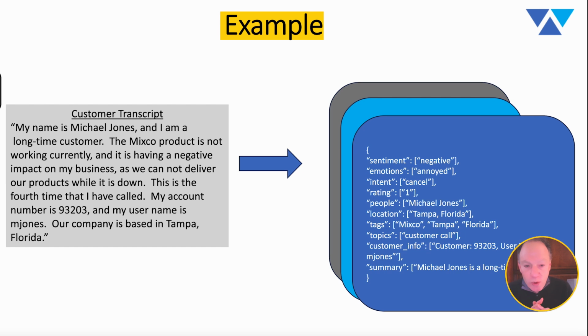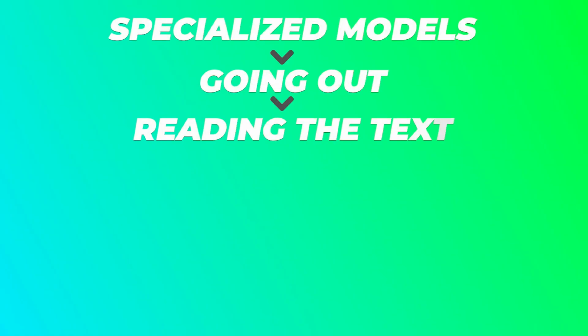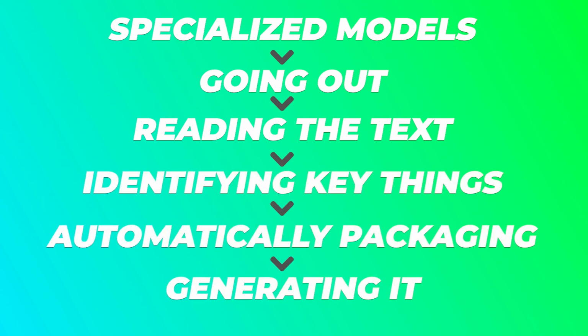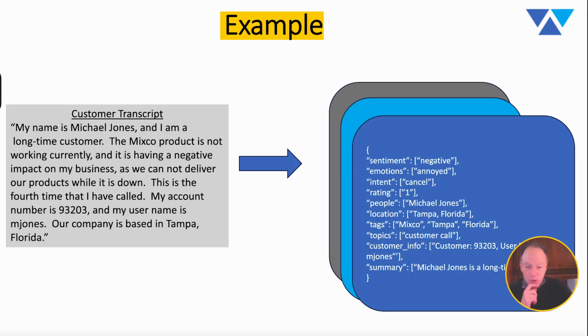What we believe people ultimately want, where things are in 2024, is that the output of that whole process is not another big report. It's something that looks a lot like this. Decomposing this through a whole set of structured steps, specialized models going out, reading the text, identifying key things, and automatically packaging it up and generating it as a really nice dictionary report like this.